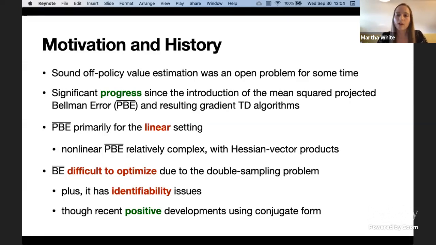The projected Bellman error was a bit harder to extend to the nonlinear setting. And now there have recently been some really nice developments reformulating the Bellman error with the conjugate form from Bo Dai and Li Hong and others that I think is very promising. And that's what this talk is going to build on, those nice positive developments.